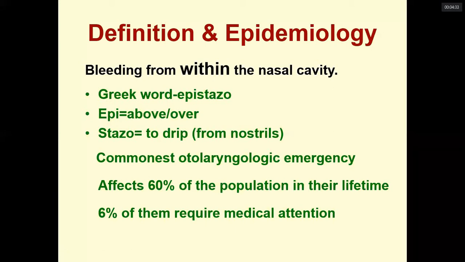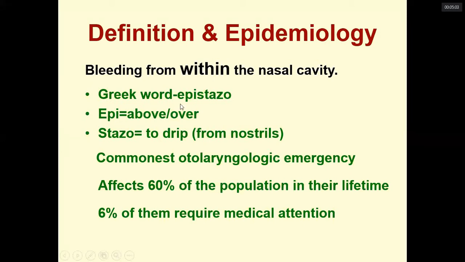Because this is probably one of the most important prepositions or words in this whole phrase. If you say epistaxis is bleeding from the nose, that may not be correct. If you got a cut injury here, the person is bleeding from the nose. But if one bleeds from here, this is not epistaxis. It should be from inside the nasal cavity, within the nasal cavity.